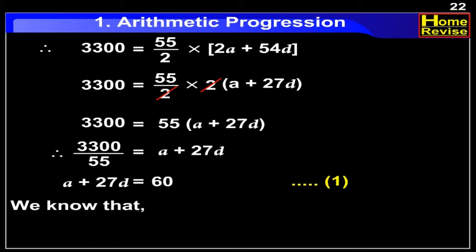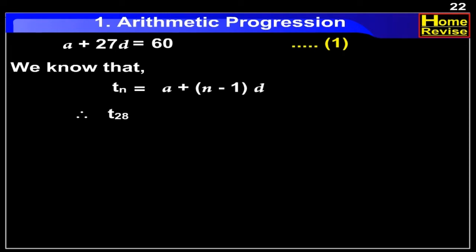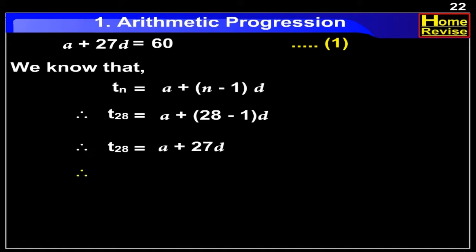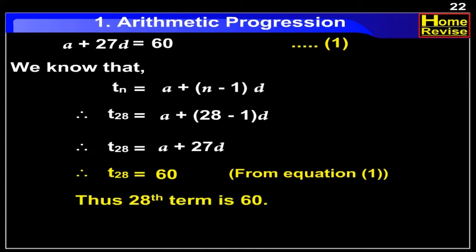We also know that Tn is equal to a plus n minus 1 into d. Therefore, T28 is equal to a plus 28 minus 1 into d. Therefore, T28 is equal to a plus 27d. From equation 1, we know that a plus 27d is equal to 60. Therefore, T28 is also equal to 60. Thus, the 28th term is 60.